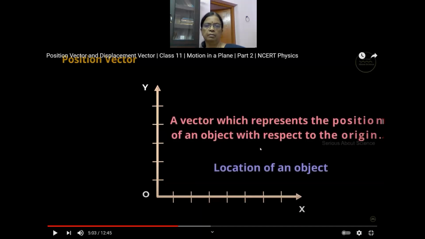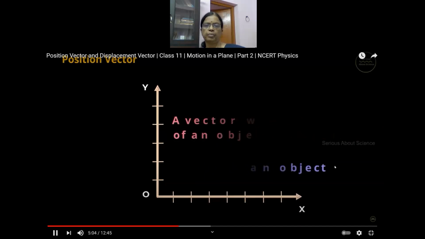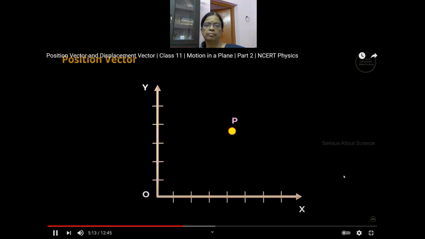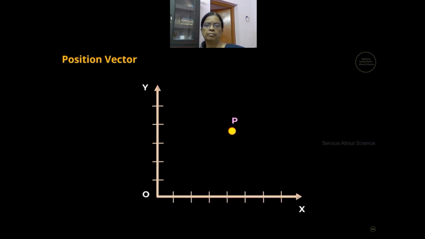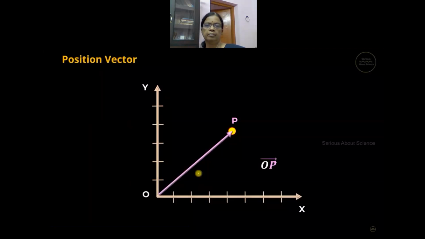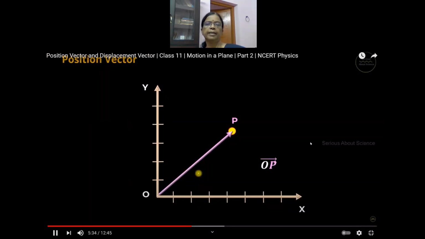Let us try to understand with an example. Suppose this is the position of a particle at a certain time t, and I can denote this position as capital letter P. Now if I draw a vector from the origin to this position P, that vector is known as position vector. So here this vector OP is our position vector. Again I am repeating, position vector is any vector which gives the position of an object with respect to the coordinate system. Position P can be expressed in terms of both the x-axis and y-axis.